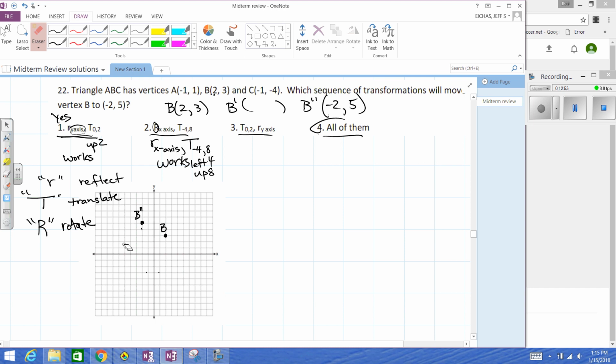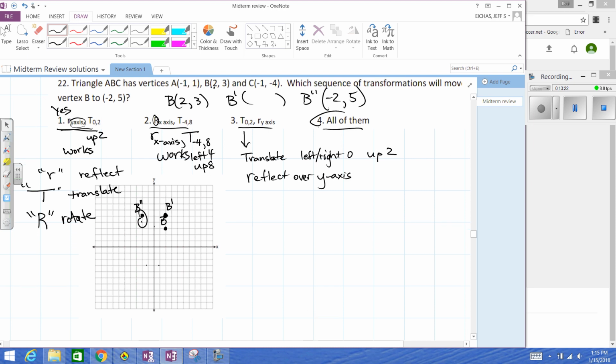Okay, so let's just go through the process though. Translate 0, 2 means left or right 0, but then go up 2, which puts B prime right there. And then if we reflect over the y-axis from there, we land on B double prime. So that worked. All of them worked. All right, there it is. Okay, so that will be it for this recording, and there's one or two more left.